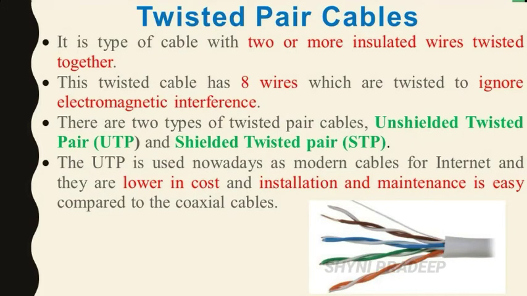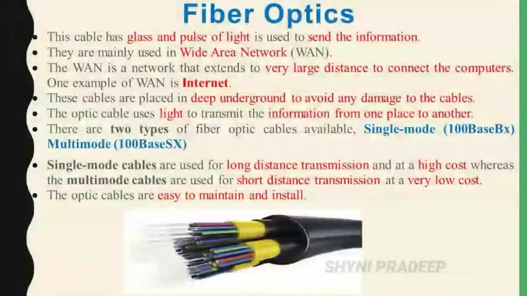Next cable is fiber optic cable. This cable has glass and pulse of light is used to send the information. They are mainly used in wide area network, which means WAN. The example of WAN is internet. It is used to send the information to very large distance to connect the computers. These cables are placed deep underground to avoid any damage to the cables. The optical cable uses light to transmit the information from one place to another.